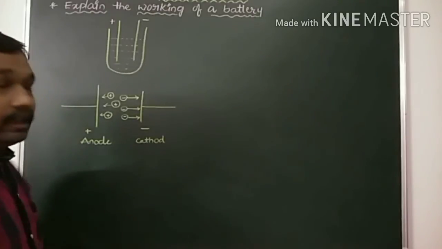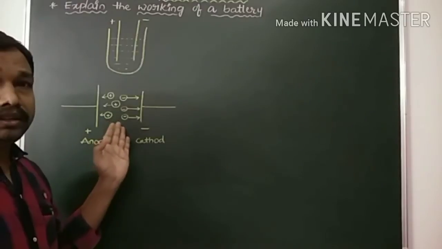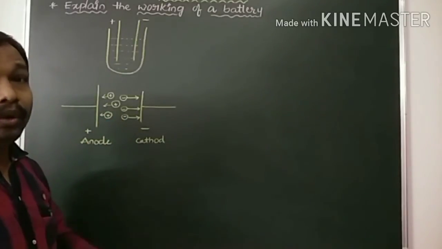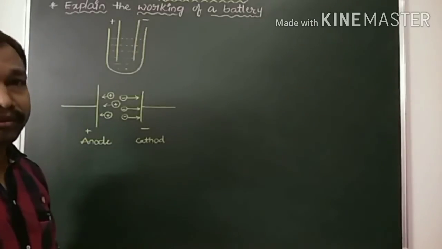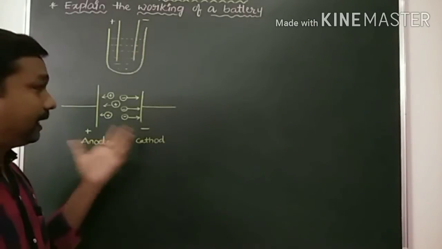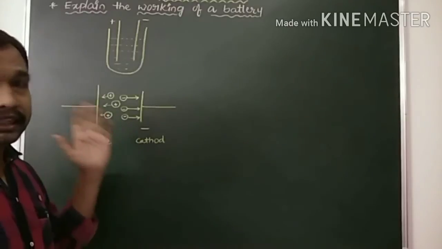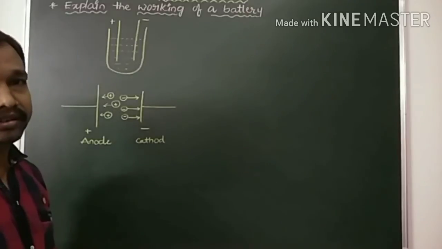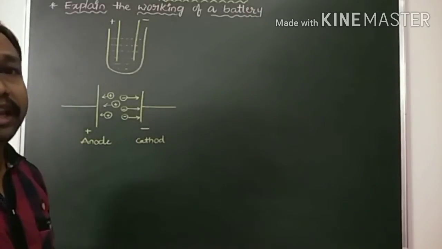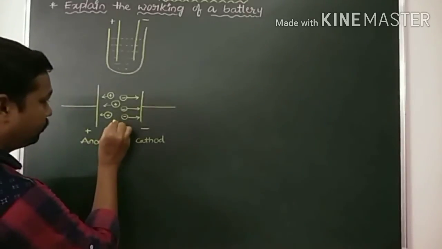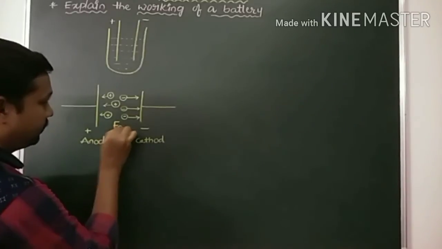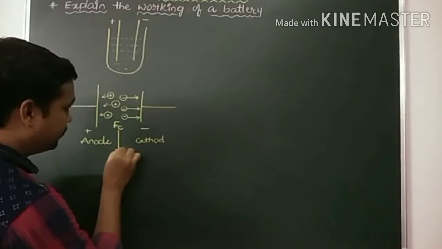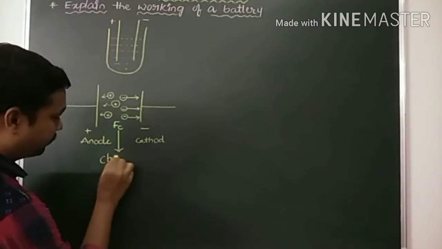In order to move these positive ions or negative ions towards the respective electrodes, what is required? It requires one force. That force exerted by the electrolyte solution on these ions, we are calling a chemical force. Here there is a force in between the two electrodes. This force we are calling the chemical force.